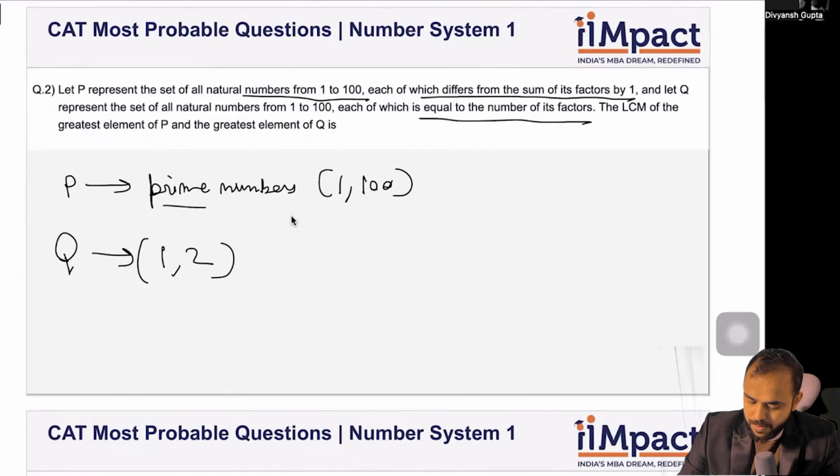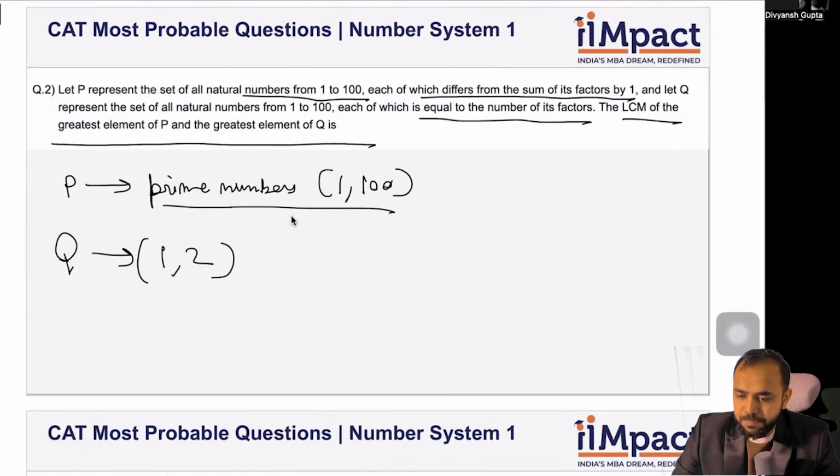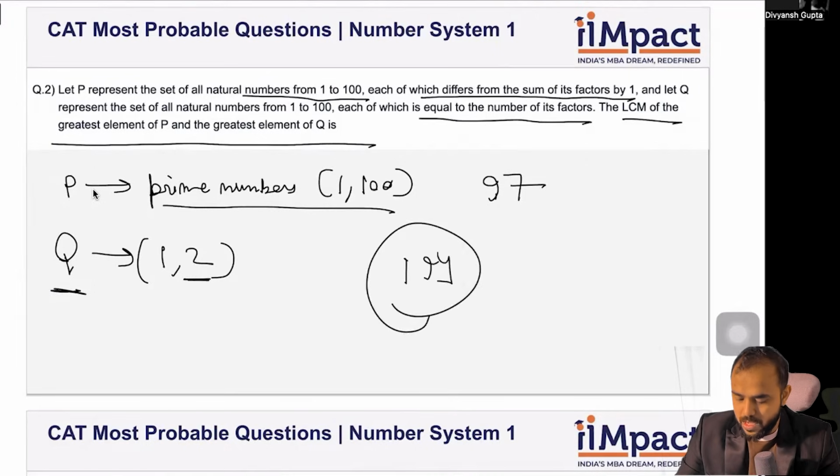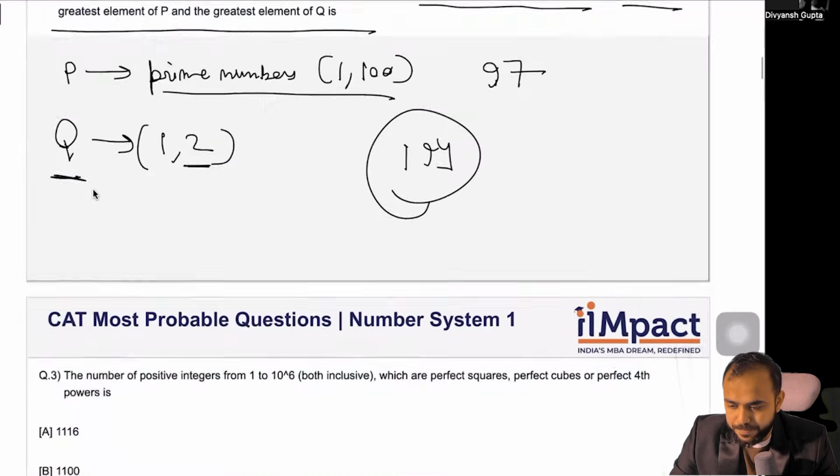So because they're asking us for the LCM of the greatest elements of each of the sets, the largest prime number in this range is 97 and the largest number in Q is 2. So the LCM will be 2 into 97, which is 194. So the answer for question number 2 is 194.